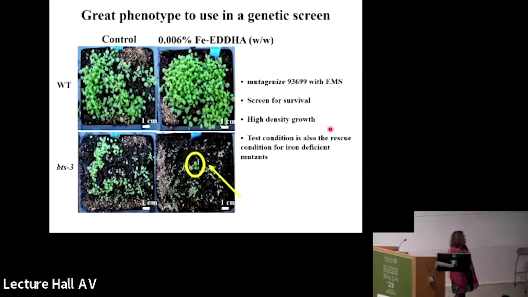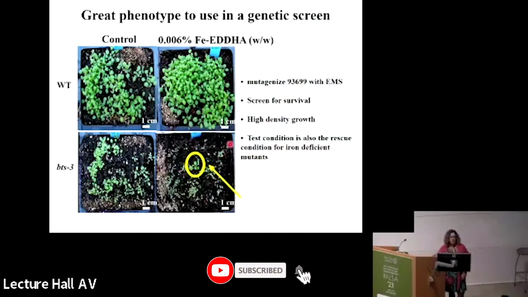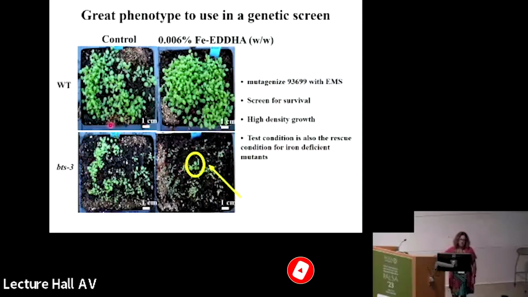So we decided to go ahead and start with the brutus mutant, which basically kills itself by taking up too much iron, and do a genetic screen. So we did the screen. So here's brutus, not looking great. We add the extra iron. All those little brutus plants will die, and we look for a mutation. We've mutagenized the line that's now able to grow.